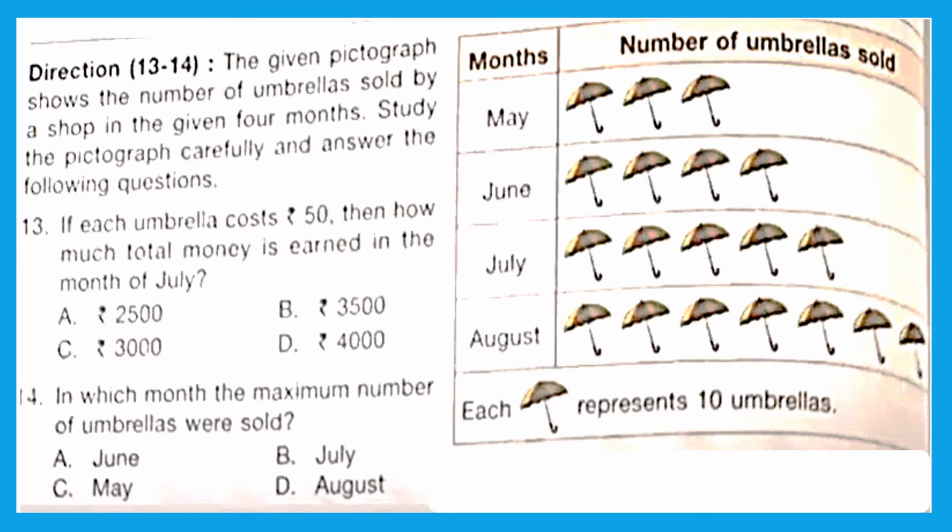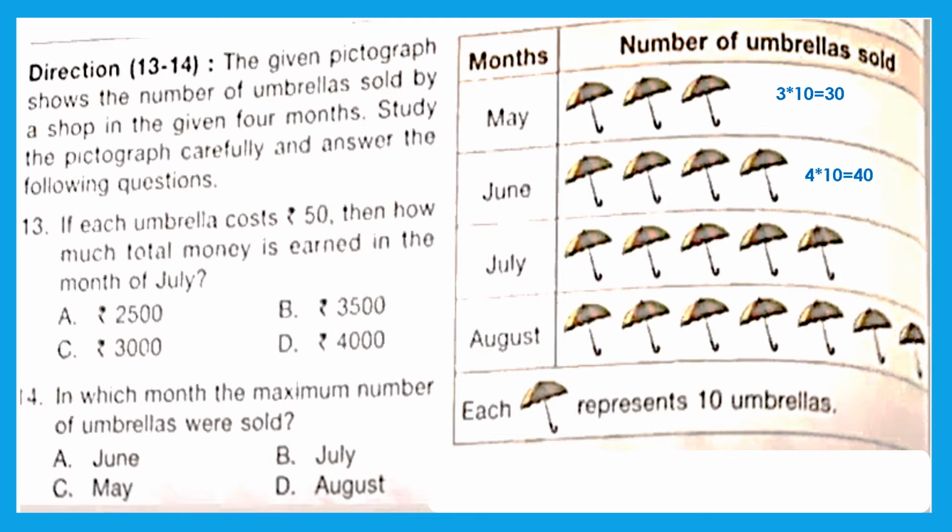Direction 13 and 14. The given pictograph shows the number of umbrellas sold by a shop in the given 4 months. Study the pictograph carefully and answer the following questions. So first, let's study the pictograph. Here, months are given, the number of umbrellas sold are given, and each pictorial umbrella means 10 umbrellas. So let's first find out number of umbrellas for each month. 3 pictorial means 3 into 10, that is 30 umbrellas.